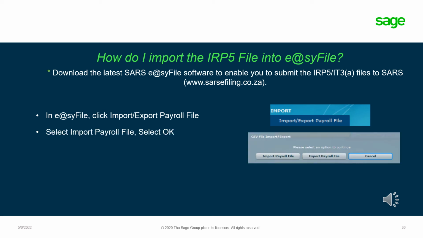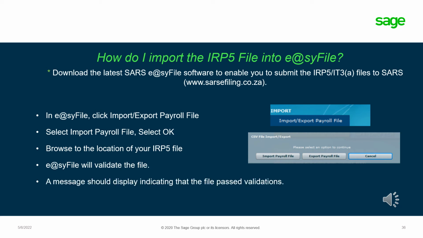Click on Import Export Payroll File. Select Import Payroll File and select OK. Browse to the location of your IRP5 file. We do advise that you make use of a local disk. EasyFile will now validate the file. A message should display indicating that the file has passed validations. This is now the final step of the SARS submission on your payroll system.